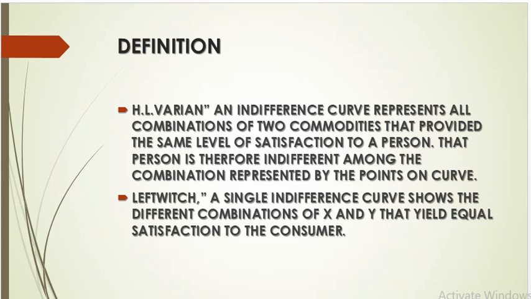Like here, this is the indifference curve. As I told, it is the combination of two commodities. Whatever point is there represents a combination of X and Y. All the combinations give equal satisfaction to the consumer. So the consumer is not choosy among these combinations, because they give him equal satisfaction. So he is indifferent among these combinations.